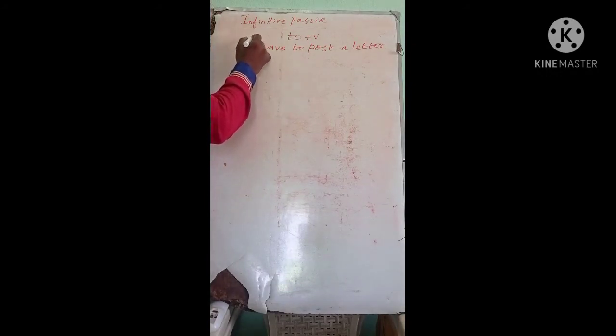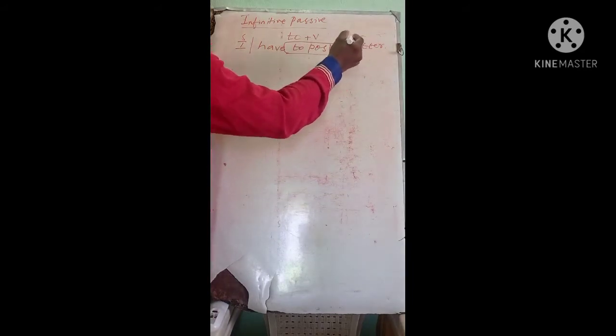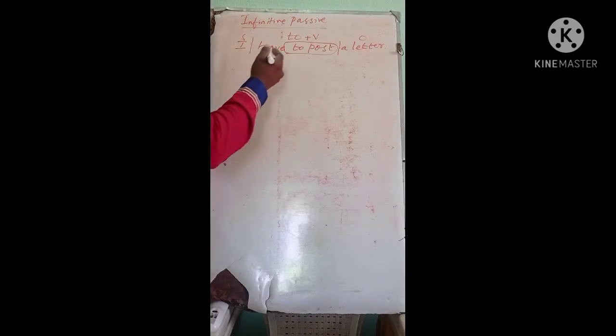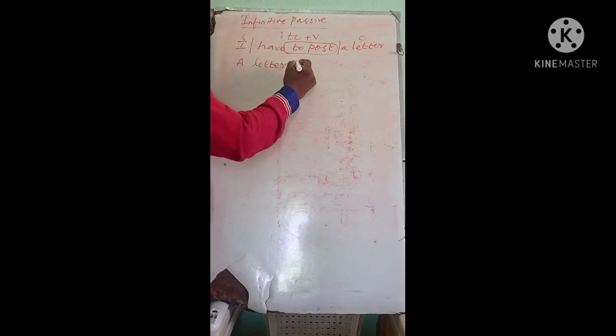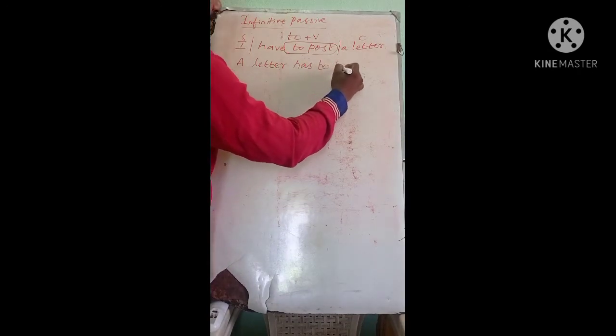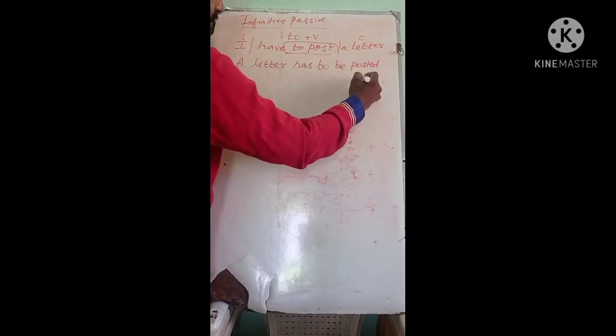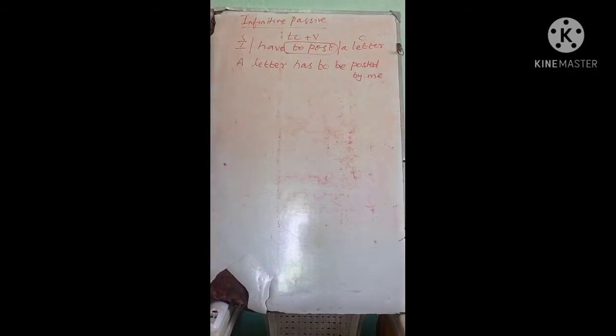See, first of all, as per the rule, subject: I have to post. See here, infinitive is there, and the verb is here, and also the object. So the sentence has an object, so we are converting into passive. So a letter, first letter in caps. According to tense and number, this is singular, so here have becomes has. A letter has. Since the verb is an infinitive, we should write to be posted. A letter has to be posted by me. This is the infinitive passive.